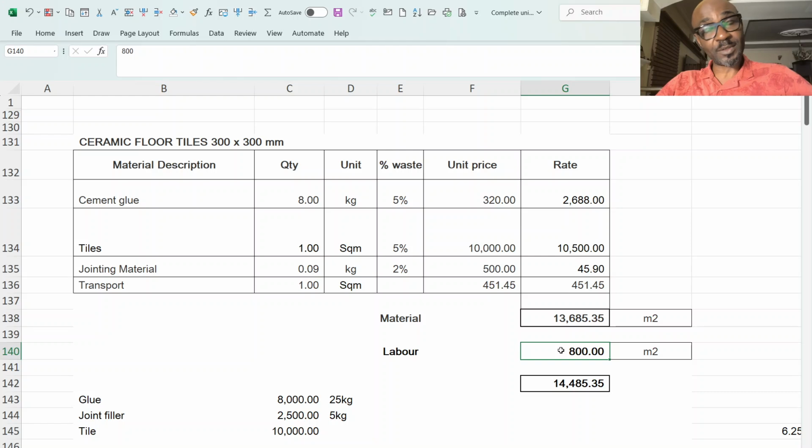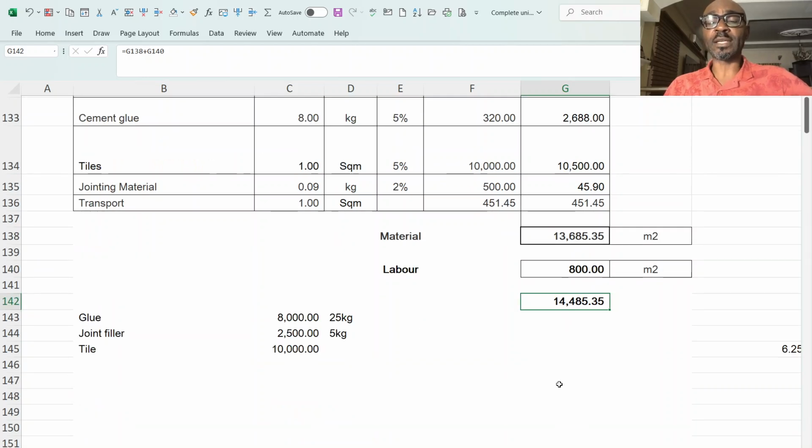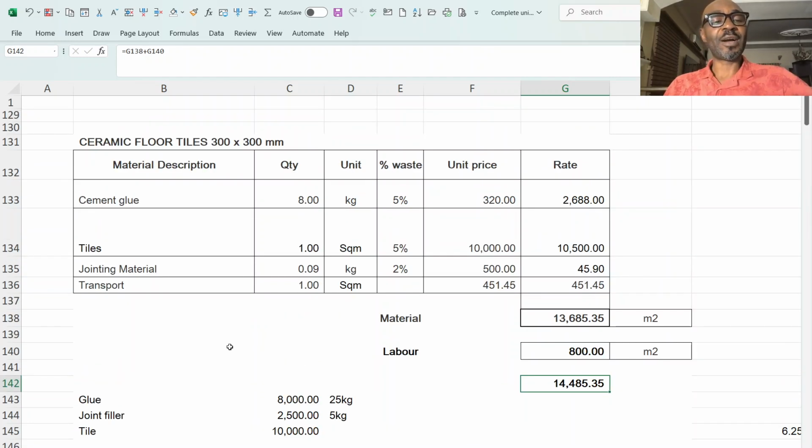Depending on your bargaining power, some tilers will do it for 1,000 naira, some will do it for 800. It depends on what your tiler is ready to collect for a square meter. So if you sum these two, it gives you 14,485 for material and labor. Preliminary items for such work, supervision, and all of that are taken care of in the indirect cost.